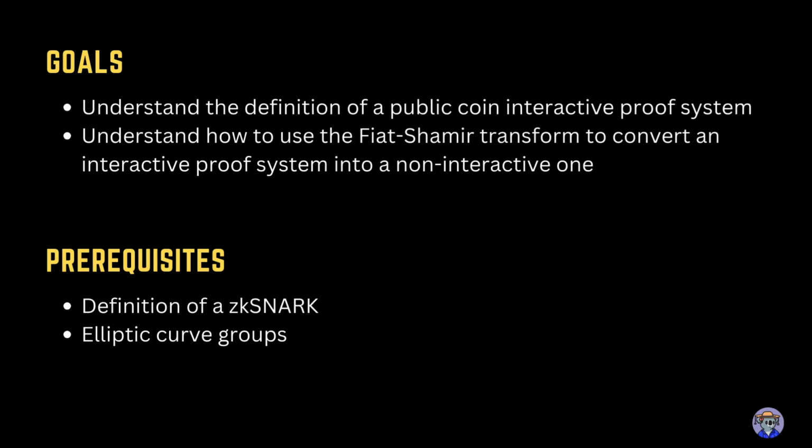This is where the Fiat-Shamir transform comes in. It gives us a systematic way to convert those interactive proofs into non-interactive ones. In other words, it's the tool that lets us take something we understand well and turn it into something that actually works as a zkSNARK, which, as I've mentioned in earlier videos, is exactly what we want for blockchain applications. That's why it's so important for us to understand the Fiat-Shamir transform before diving deeper into zkSNARK constructions.